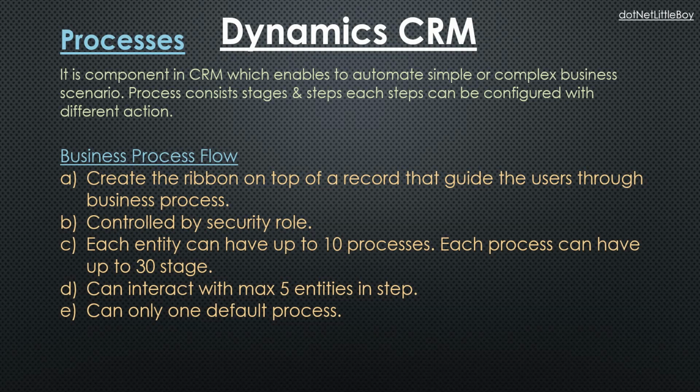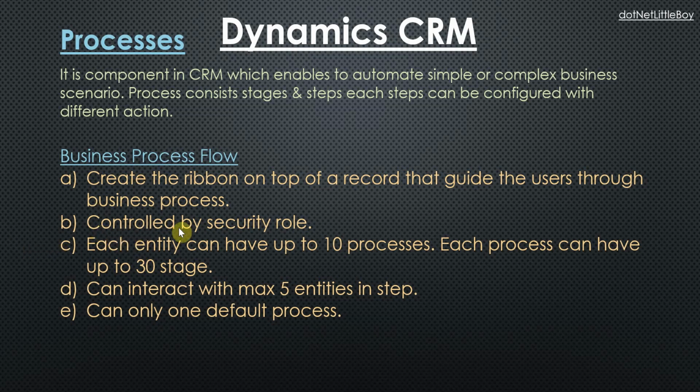First of all, the business process flow. To configure a business process flow for a particular entity, we have to enable the checkbox for that entity in the entity definition. Once it is enabled, that entity is ready to be configured for the business process flow. When you configure the business process flow with certain stages and steps, a ribbon on the top of that record will be displayed, and that ribbon will help guide the users to complete the business process flow. So we have a few points we should know while configuring the business process flow.